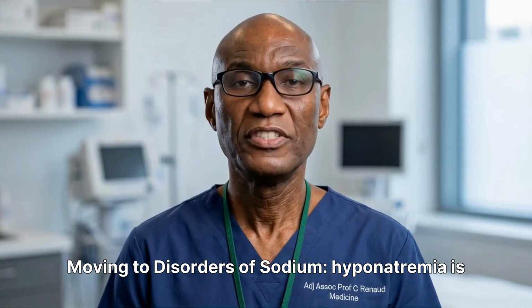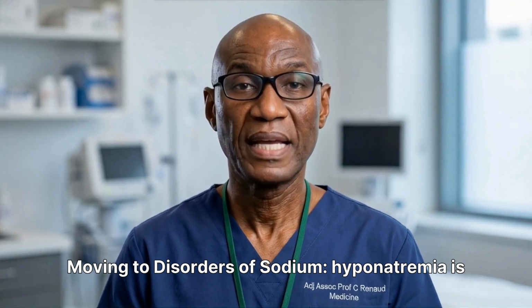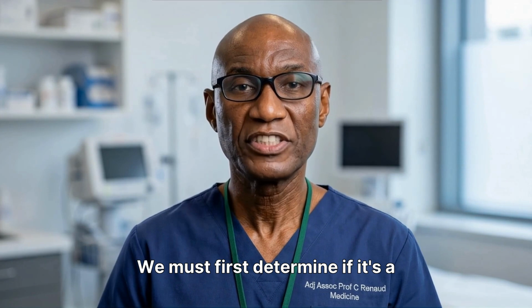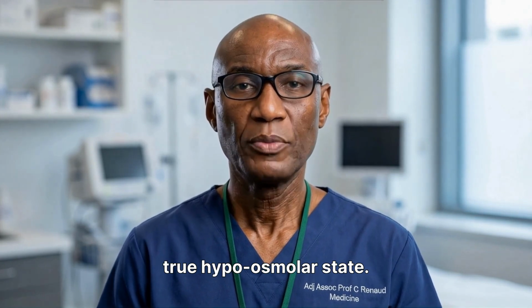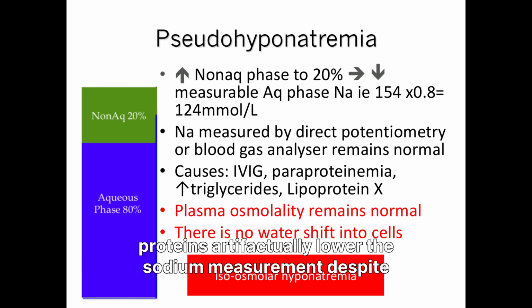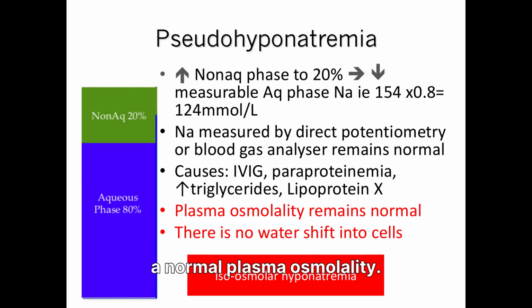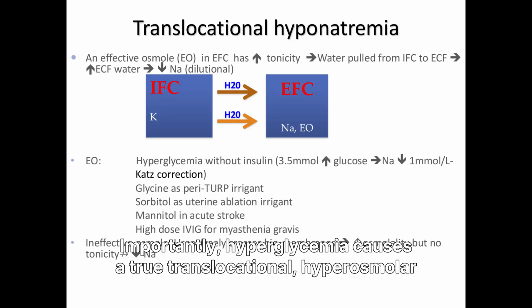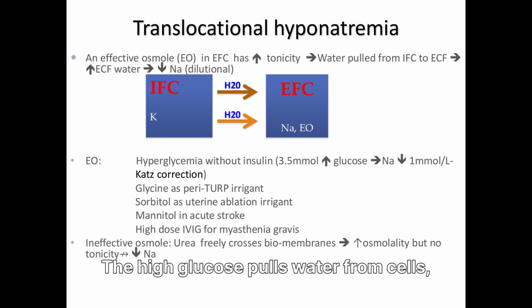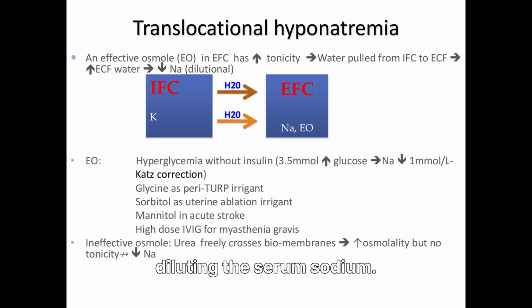Moving to disorders of sodium. Hyponatremia is primarily a disorder of water metabolism. We must first determine if it's a true hypoosmolar state. Rule out pseudo-hyponatremia, where high lipids or proteins artifactually lower the sodium measurement despite a normal plasma osmolality. Importantly, hyperglycemia causes a true translocational hyperosmolar hyponatremia. The high glucose pulls water from cells, diluting the serum sodium.